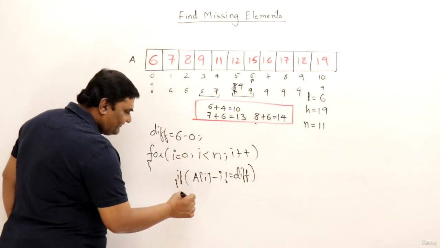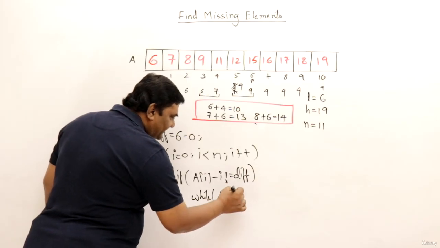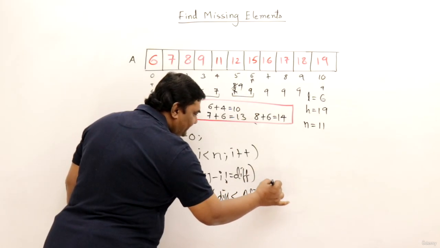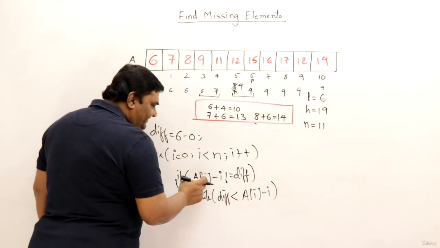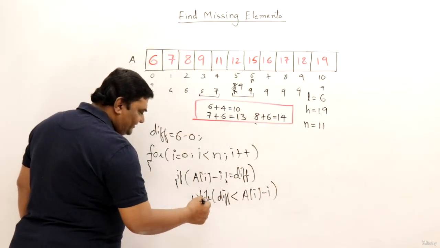So if it is not equal, current difference, right now whatever the difference is less than the new difference, a of I minus 1. See, this is the new difference and this is the existing difference right now. And if this new difference is not equal, then the element is missing. So while this is not equal, what I should do?